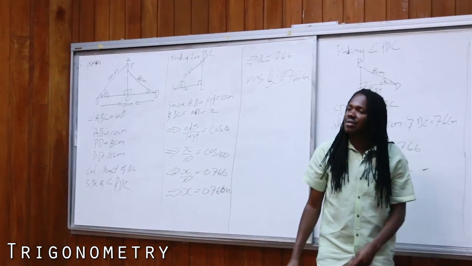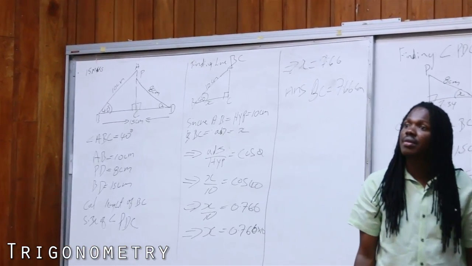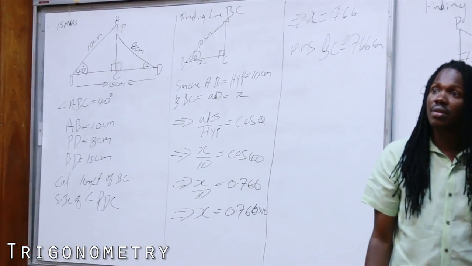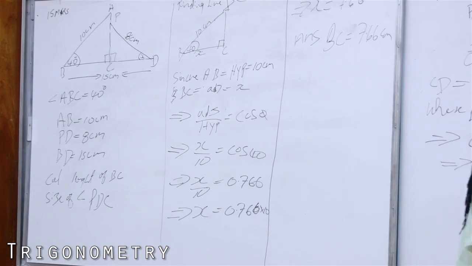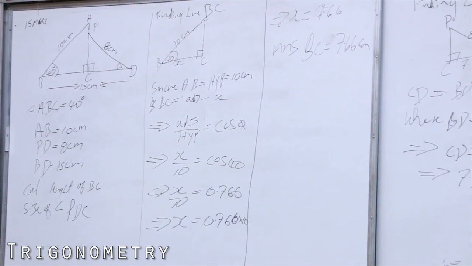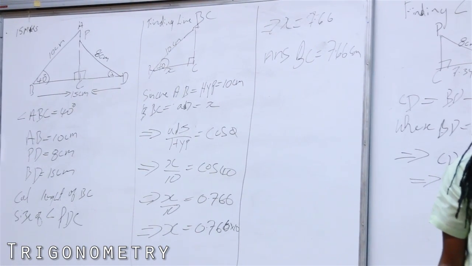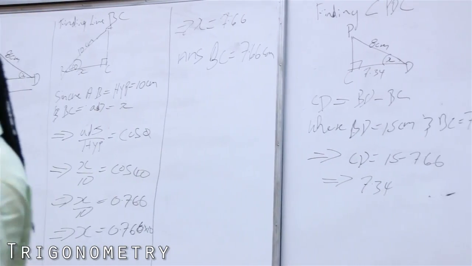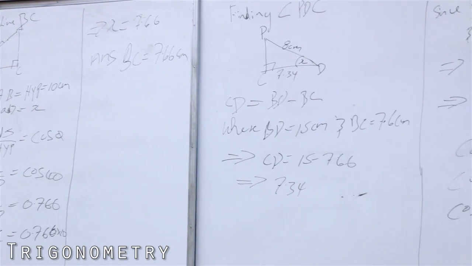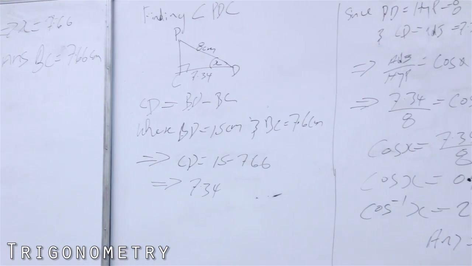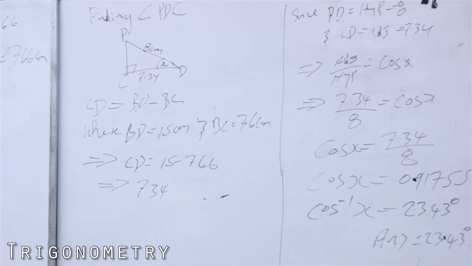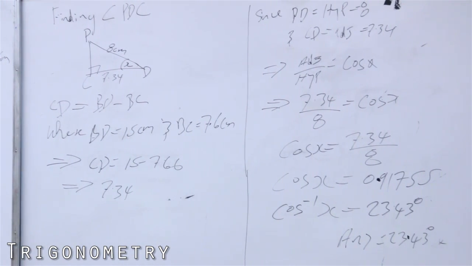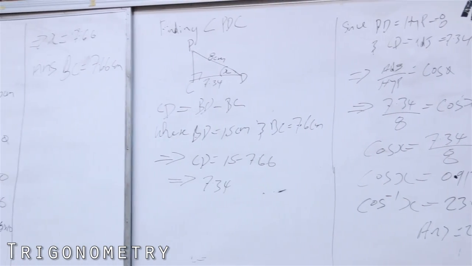Cos inverse. If you have cos x, then you have to get cos inverse, just like if you have x squared, you have to get the square root. See how simple that is? Just take it out. Watch it now.